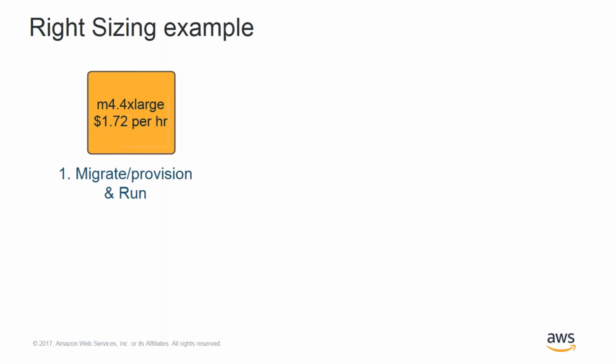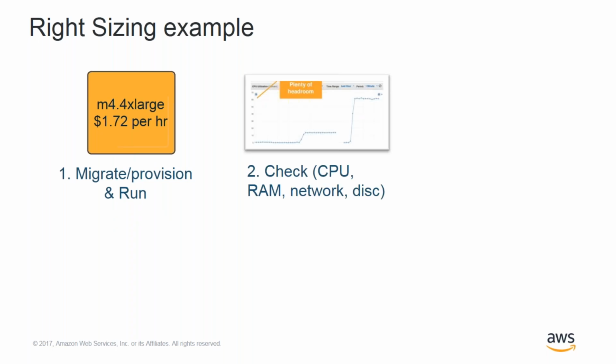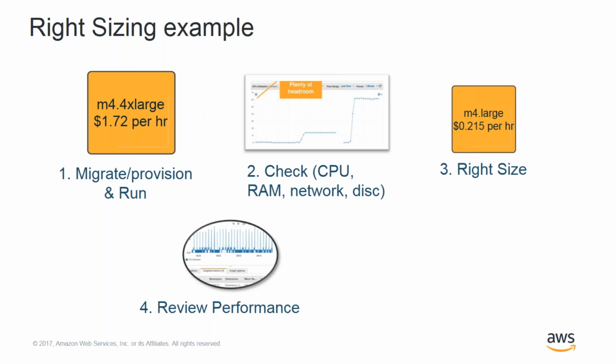So let me give you one example. You migrate your workloads to AWS, you provision some resources, and you start running. And you match perhaps the size of the resource to what you had in traditional infrastructure. You have a look at the monitoring tools provided by AWS, like CloudWatch, and you check some metrics. And you notice that there's plenty of headroom to spare. And so you resize the instance to something smaller. You review that your application is still working okay. And in this case, we've managed to save 87%.